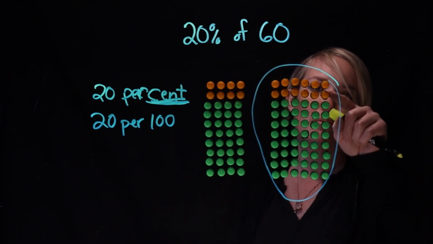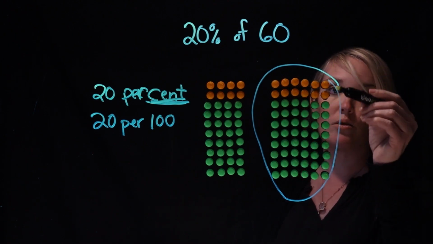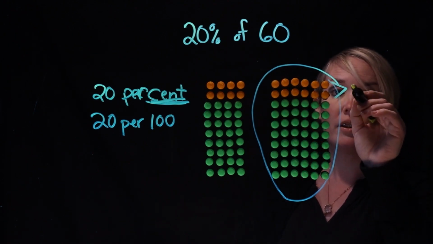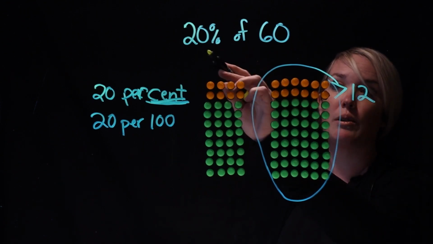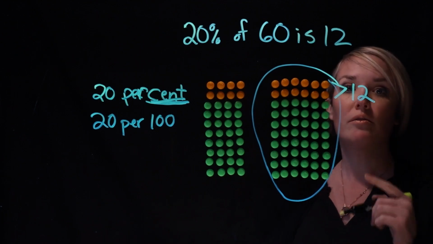And if you look at the 20%, it's 1, 2, 3, 4, 5, 6, and there's 2 rows, so it's 12 is right here. So he said, look, 20% of 60 is 12. What great ideas.